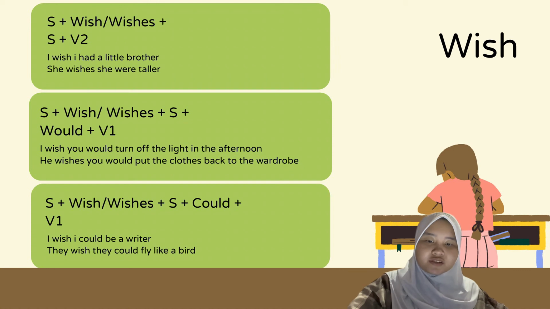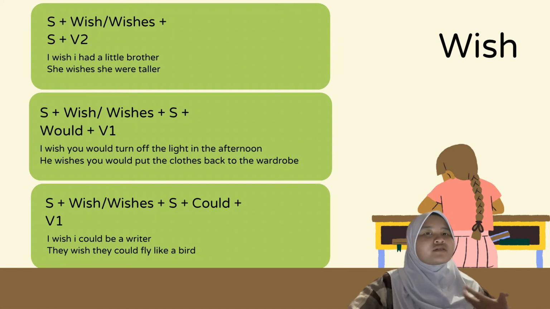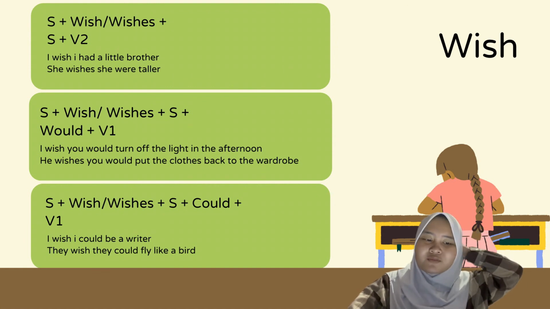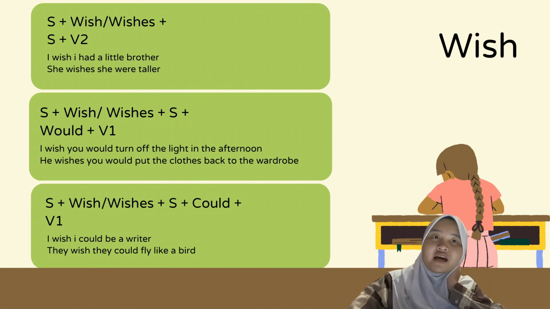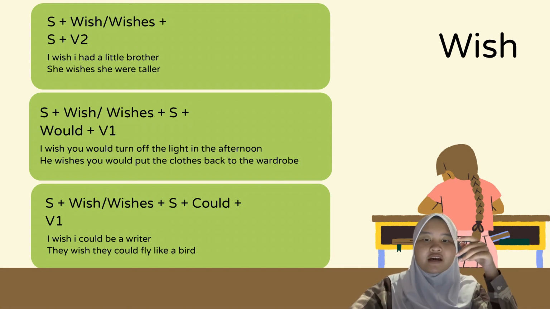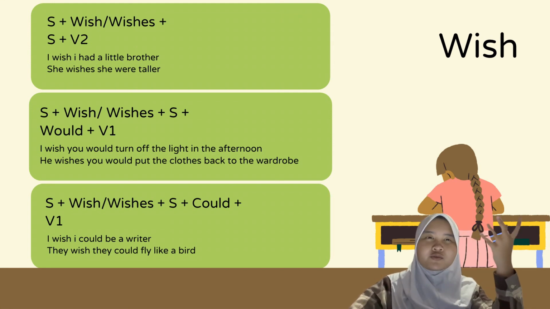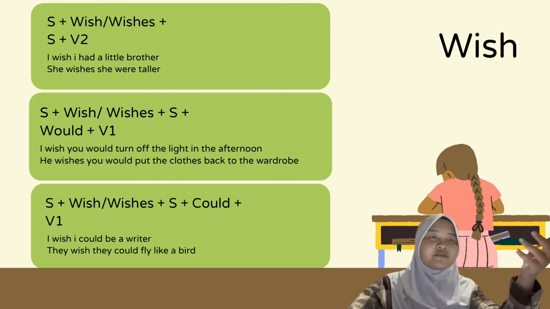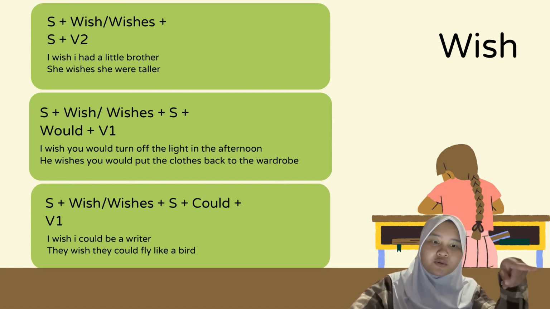The second pattern is wish followed by would. We use this pattern if we complain about someone's behavior, or we want someone to change their behavior. For example: I wish you will turn off the light in the afternoon. I is the subject, and we use wish because the subject is I, and then we use a subject again, but this time the subject is you.